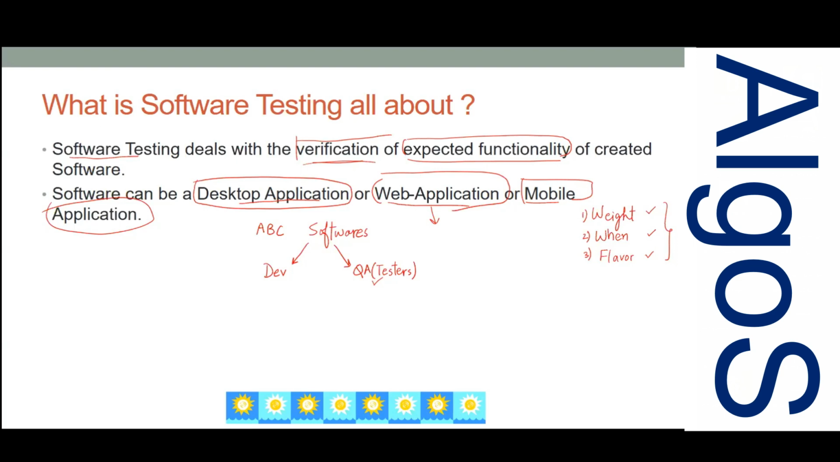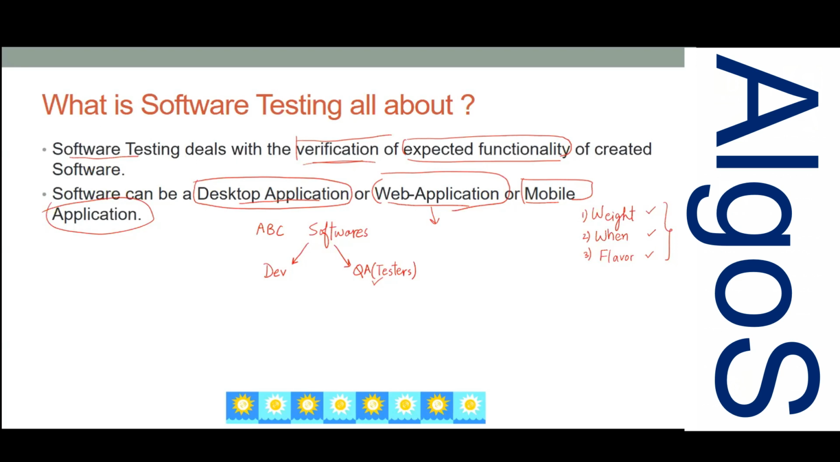You can directly open Instagram, Facebook, or WhatsApp in your mobile. There is no browser needed to open those applications. Those are specifically created for mobiles, and are called mobile applications. So software can be broadly categorized into desktop, web, or mobile applications.